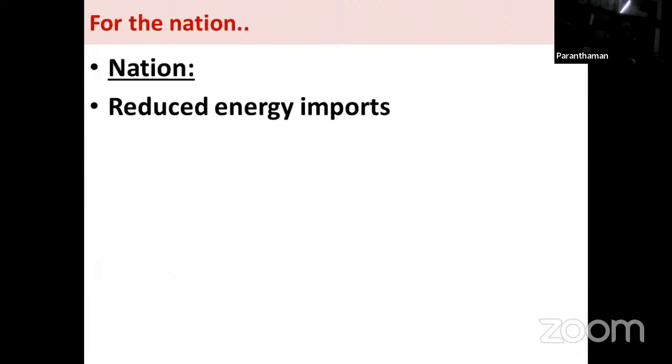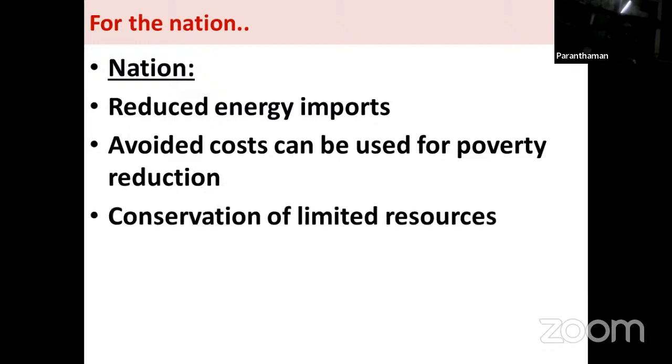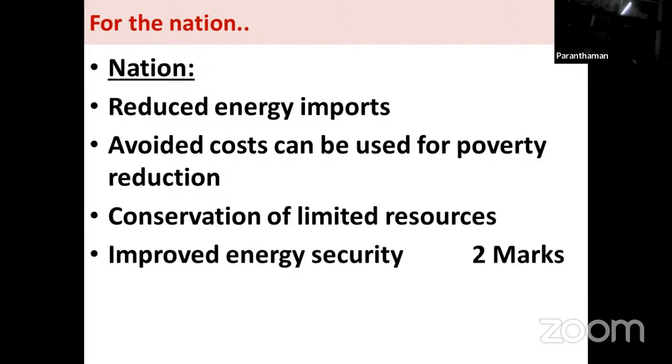For the nation, reduced energy imports. We are importing much crude oil, and we can use that foreign exchange for poverty alleviation and other things. Conservation of resources, improved energy security. Improved energy security, I also told on that day, I think. Can I repeat it?